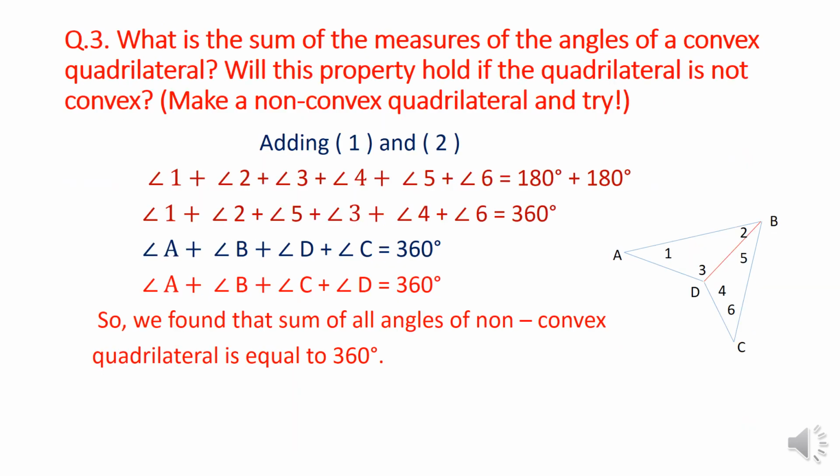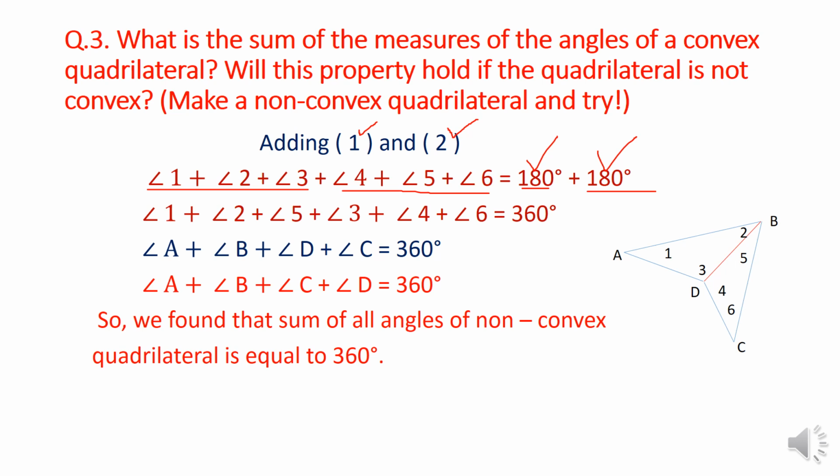Now let us consider the remaining part of the question. In the diagram you can see that the two triangles make a complete quadrilateral. That's why equation 1 from the first triangle and equation 2 from the second triangle we are adding. After adding we get angle 1 plus angle 2 plus angle 3 from triangle 1, angle 4, angle 5 and angle 6 from triangle 2. After the equals sign, 180 degrees from the first triangle sum and 180 degrees from the second triangle sum.